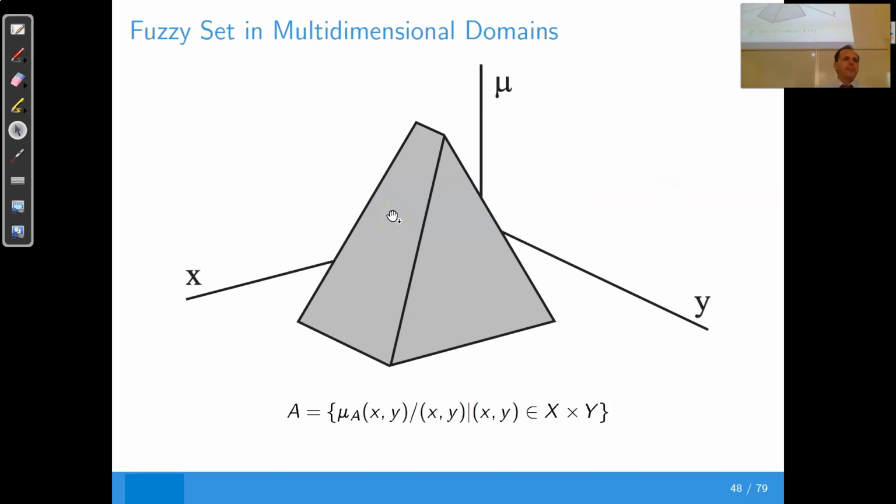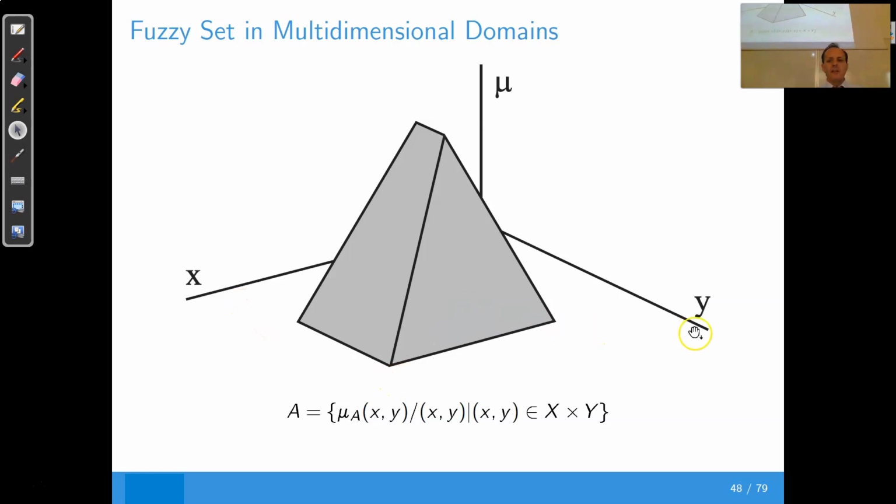Of course, the problem is that we are not working with one-dimensional sets, but normally, unfortunately, with multi-dimensional domains. So it means that our fuzzy sets have at least 2 dimensions.